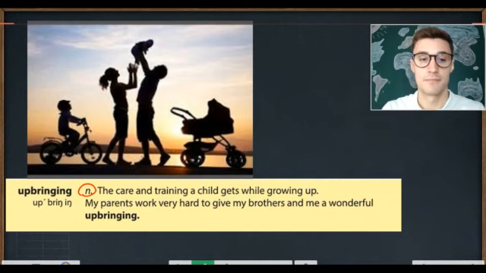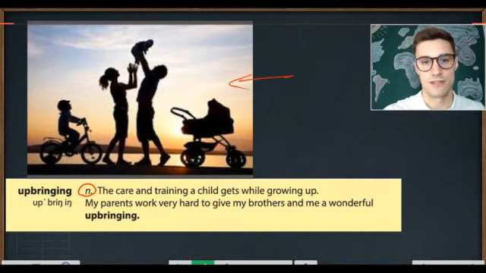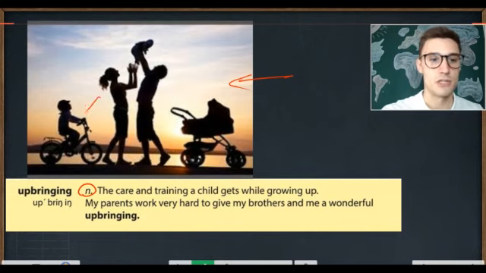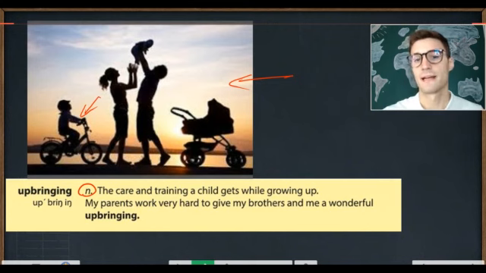Wonderful upbringing. My parents work very hard to give my brothers and me a wonderful upbringing. Like these children, they have a wonderful upbringing. Their parents love them, they take care of them, they teach them how to ride a bike. It's a great upbringing.